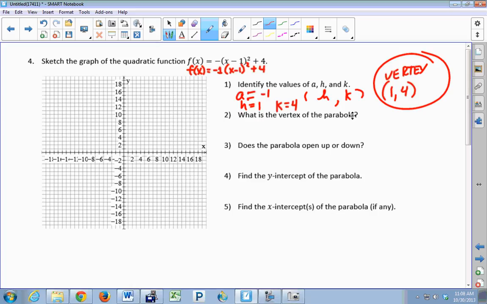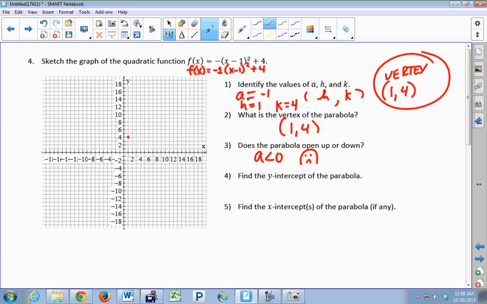Okay, so let's put that first point in. Let's graph the vertex, (1, 4). Right now, 1 and 4. There we go. All right. Does the parabola open up or down? Down, because A is negative. A is negative, so I'm sad.